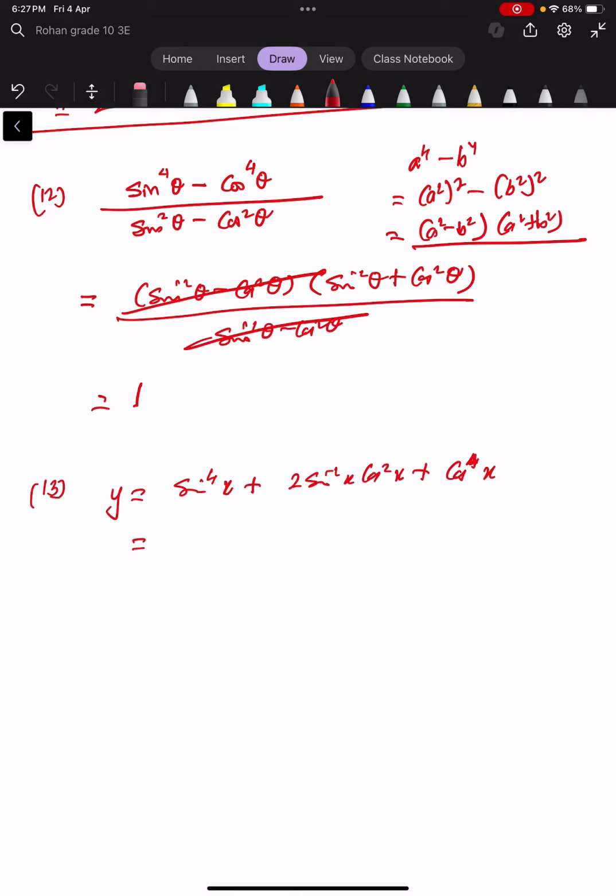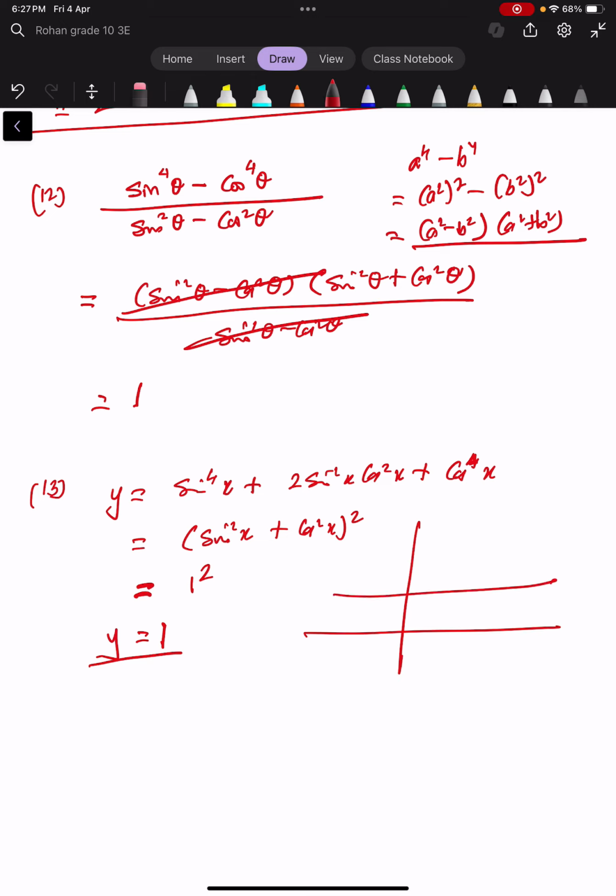Can I write this as 1 equals sin squared x plus cos squared x the whole square? Yes. So what is sin squared x plus cos squared x? 1. 1 squared. So what's your y? 1. If you graph this, you'll see a straight line when y is equal to 1.